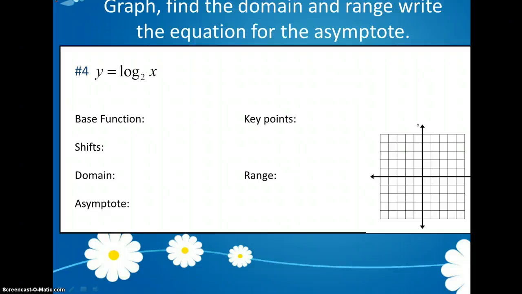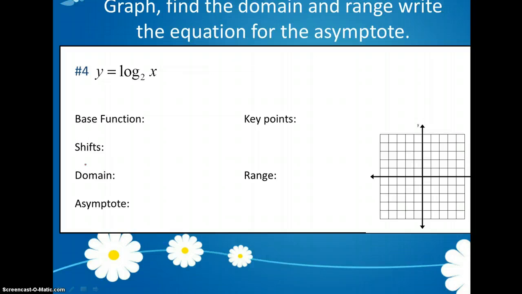In your book, the directions might be a little bit different. But me and Miss Angela want you to do this for every single problem that you graph, because it's going to be like this on your quiz. So base function, shifts, everything we want you to identify, because that's what we're going to expect you to do when you take your quiz.